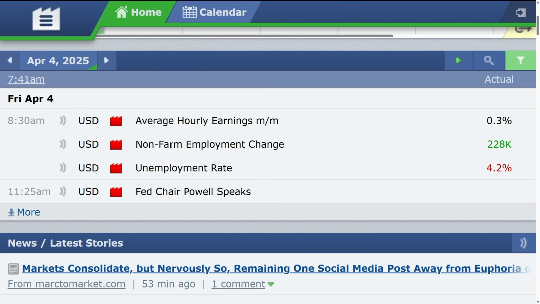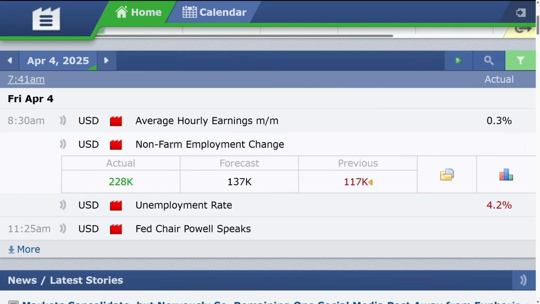Let's start with the big one. Non-farm employment change is basically the number of jobs added, excluding the farming sector of the economy. And this is because that portion of the economy can really skew the data. So we really just strip that out and we take a look at the raw jobs added in the previous month. Now, what you'll notice is you get three key statistics here. You get the actual number, the forecast number, and the previous number once this data releases at 8:30 on Friday of April 4th.